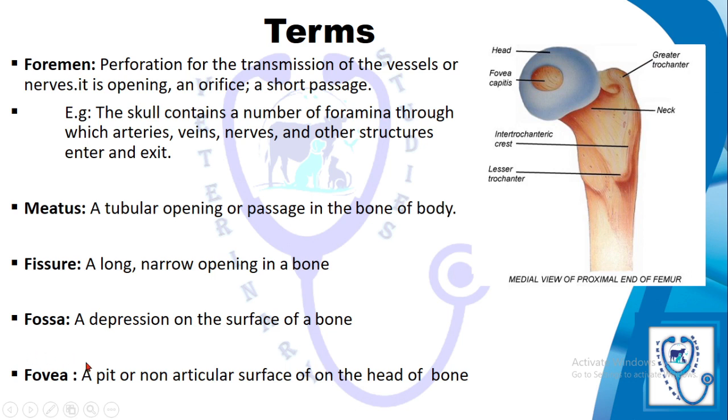Fovea. Fovea is a pit or non-articular surface on the head of the bone. This is a picture of the proximal end of a femur bone, and there is a non-articular surface at the end of the femur bone called fovea capitis.